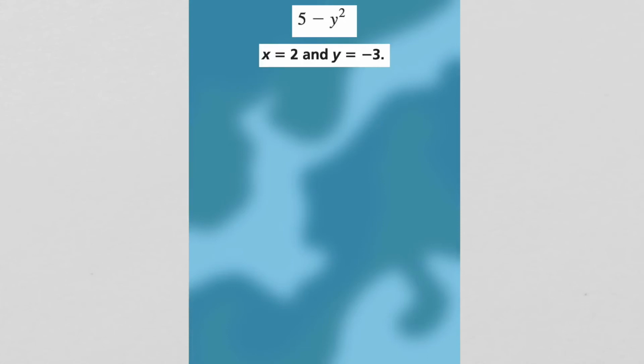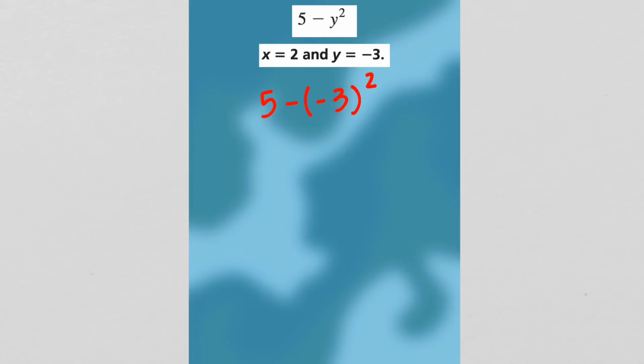So here I give you 5 minus y squared, and I tell you x is equal to 2 and y is equal to negative 3. So your first step is to plug in the values. When you plug in a value, I need you to use parentheses. So it's going to be 5 minus, and it's not y anymore. It's going to be negative 3 in parentheses and then squared. The parentheses are really important, especially with negative numbers.